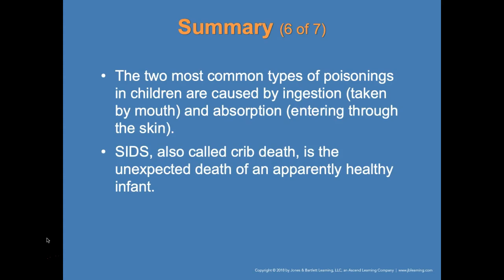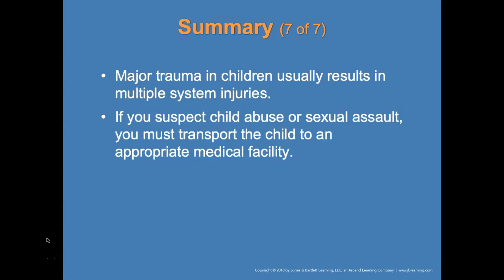The two most common types of poisoning are ingestion by mouth and absorption, which is through the skin. Remember, SIDS, also called crib death, is the unexpected death of an apparently healthy infant. We're going to have to help treat the parents with this one, as well as perform CPR if we have a viable patient. Major trauma in children usually results in multiple systems injuries. If you suspect child abuse or sexual assault, you must transport the child to an appropriate facility or get law enforcement involved.